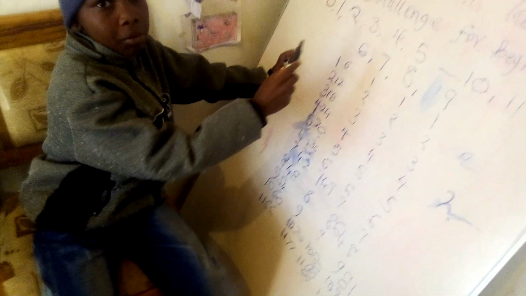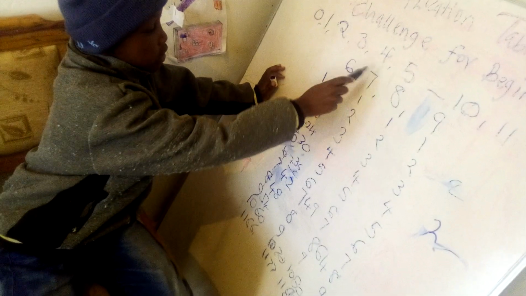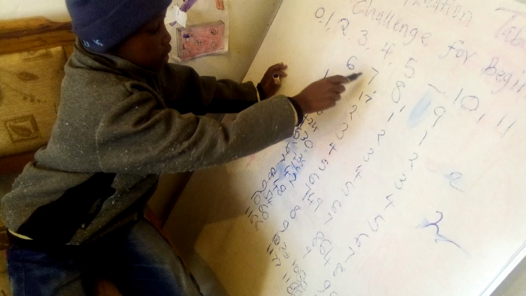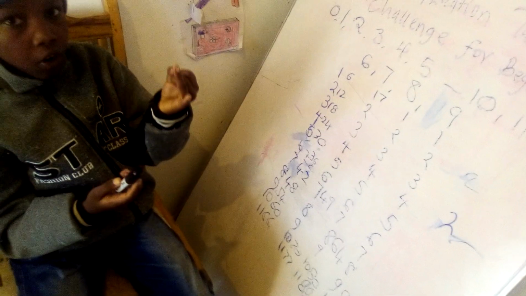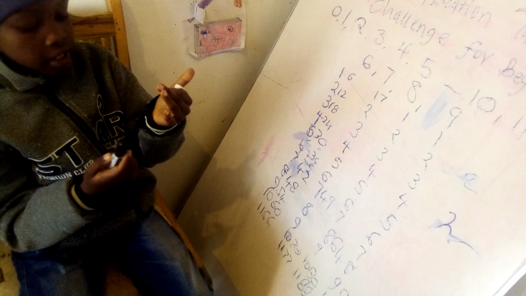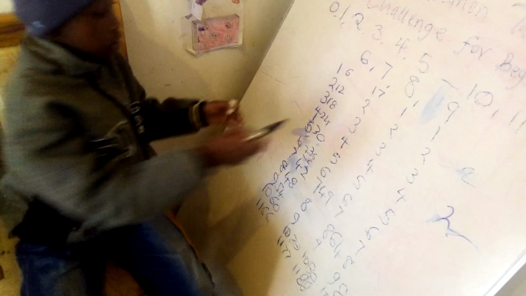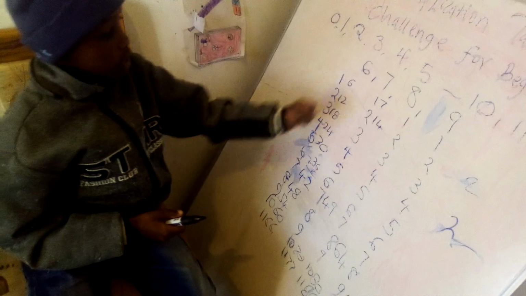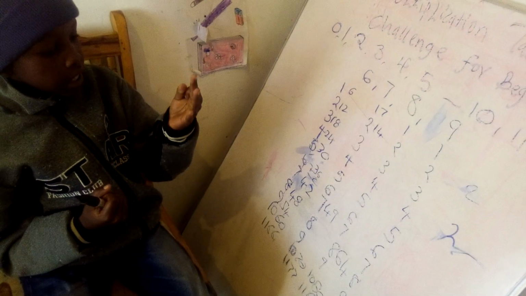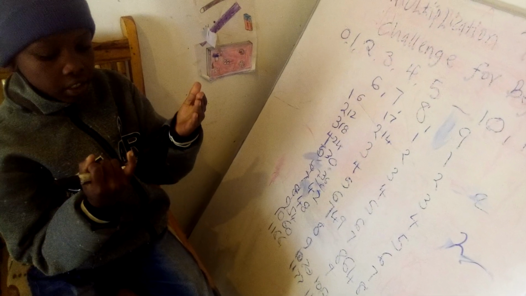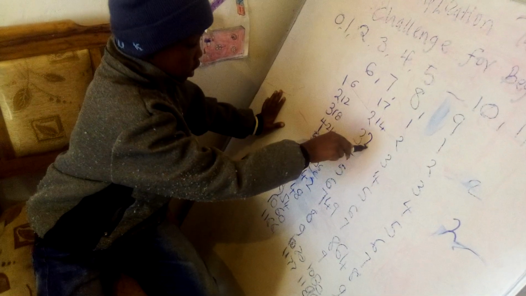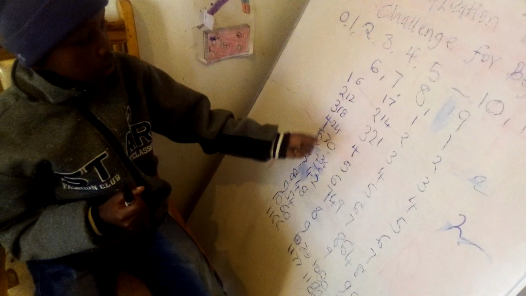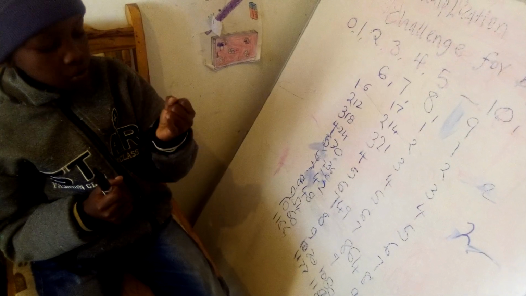Now you come to the table of 7. 1 times 7 is 7. 2 times 7 is 2, 4, 6, 8, 10, 12, 14. Right here, 14. 3 times 7 is 3, 6, 9, 12, 15, 18, 21. Right here, 21.